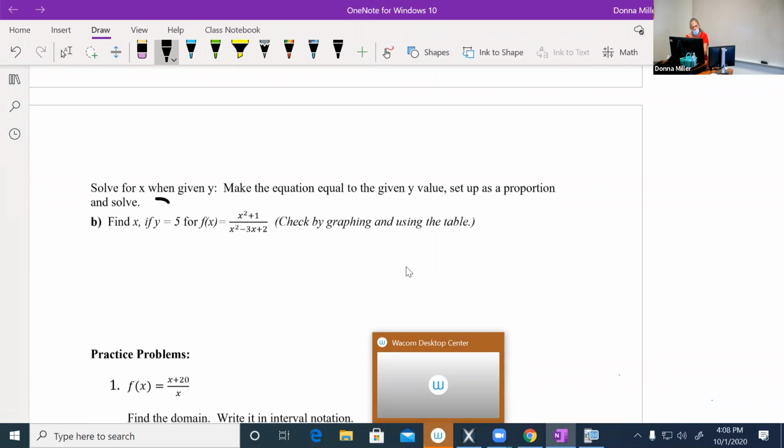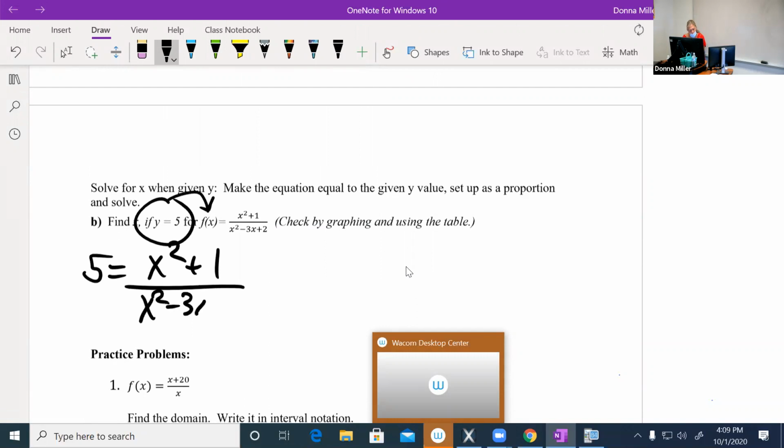All right, when they give you y, it's different, right? Y is where this goes in, so I have to solve 5 equals x squared plus 1 over x squared minus 3x plus 2, all right? Given a choice, I would solve this on the calculator, right? Plug one side in y1, one side in y2, and find the intersection. So that's what we're going to do.